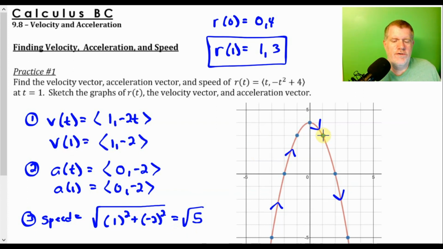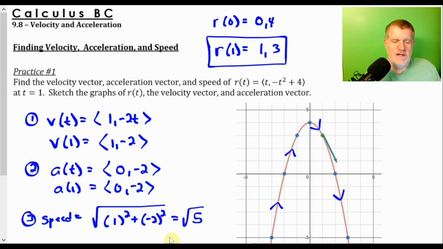So I'm starting there. So I'm going to go over 1 and down 2. So there's my velocity vector. And because it's my velocity vector, it should be tangent. And I think you can see that if we extended that line, it would be tangent.